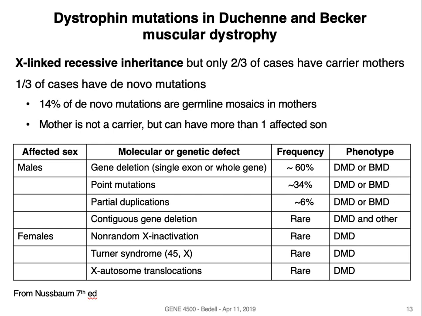Now, this is an interesting thing you might not be aware of. What does it mean to have a de novo mutation? And is it possible that only 2/3 of the cases have carrier mothers? How can that be? How can you have, say, a boy born with Duchenne's and not have a carrier mother? And clearly his dad didn't have it.